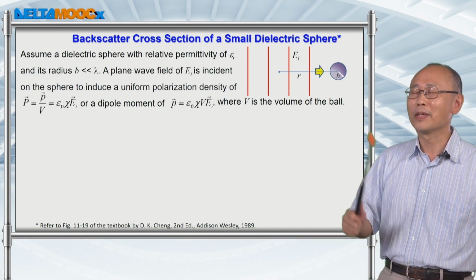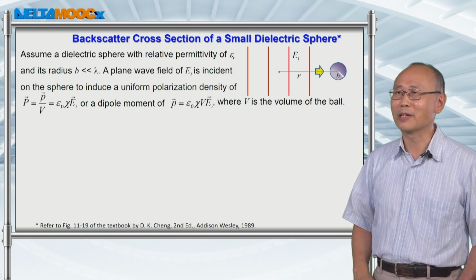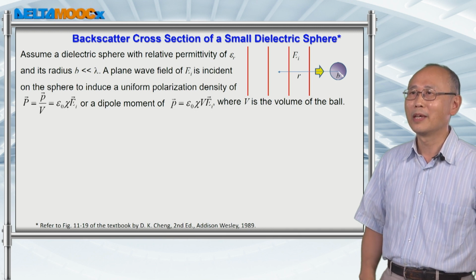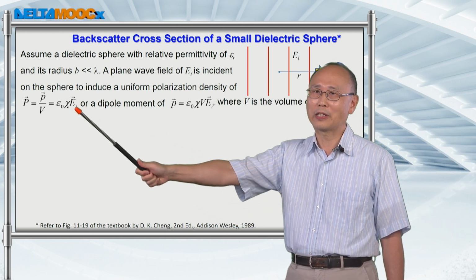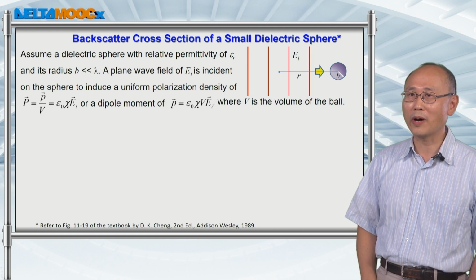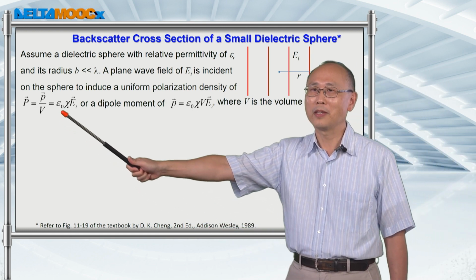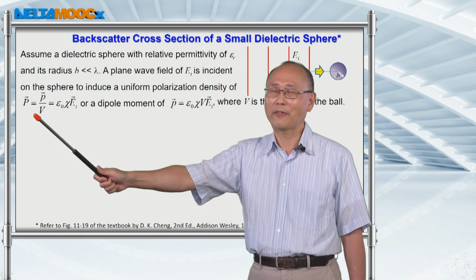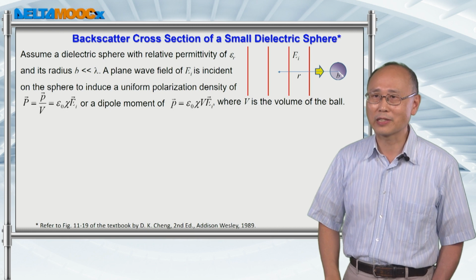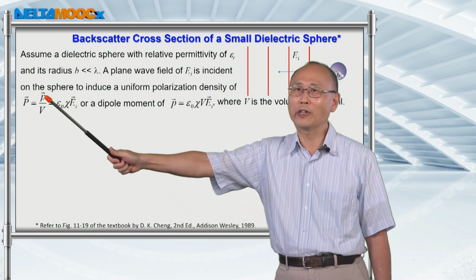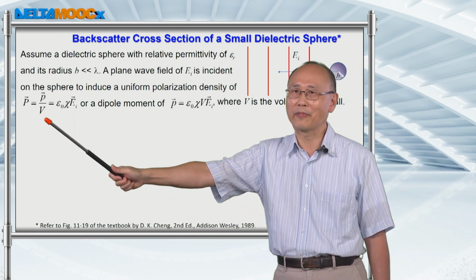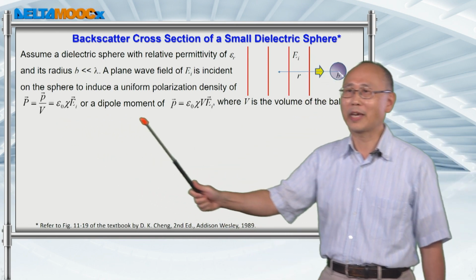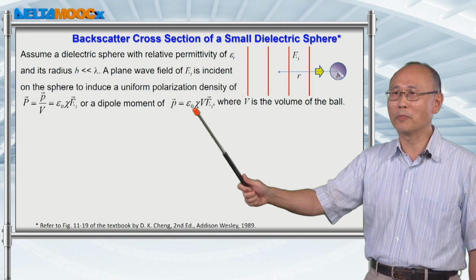And we want to know the radar cross-sectional area of this small dielectric ball. From electromagnetics, you know that the polarization density vector is given by this expression. The definition of the polarization density vector is nothing more than the summation of all the dipoles inside a volume divided by the small volume. So from this expression, you can calculate the induced dipole moment.